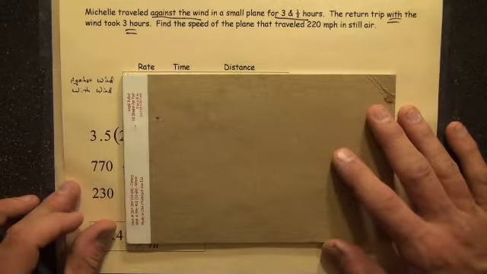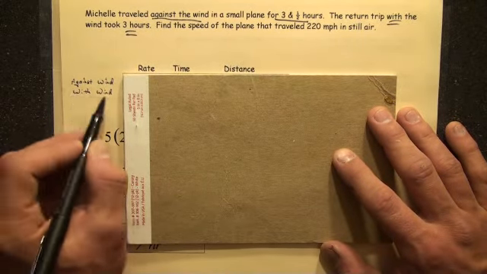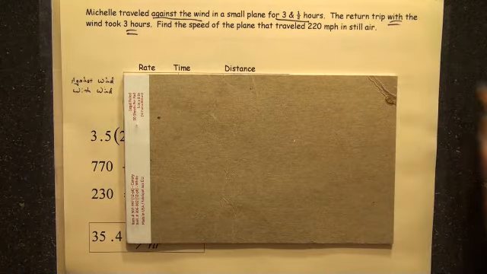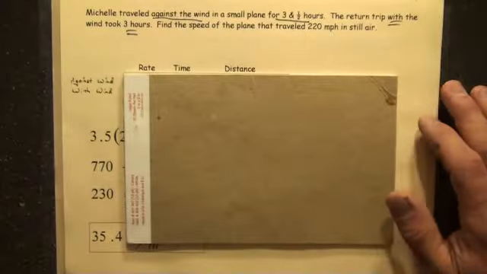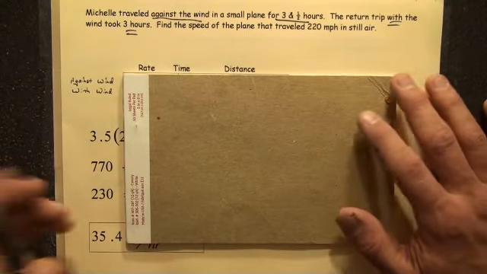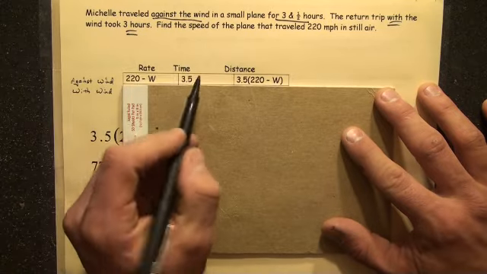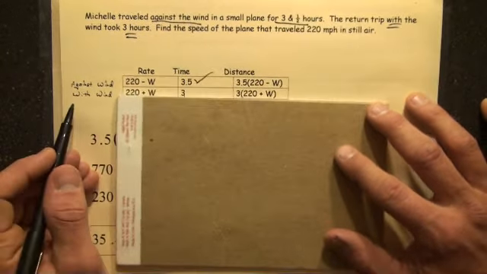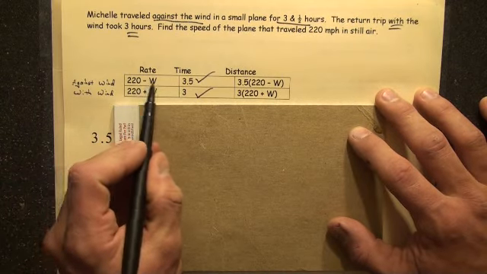Then we make another table. One of them is going to be against the wind. The other one's with the wind. That's our two circumstances. Just like in the last one, we had to the cabin and from the cabin. So here you have with the wind and against the wind. Now against the wind, what was the time? 3.5 hours. With the wind, 3 hours. Now this time the rate is 220 minus W.